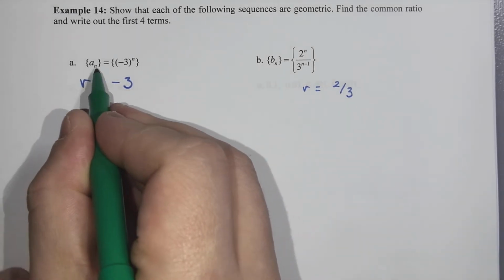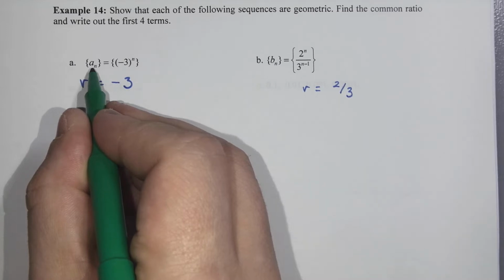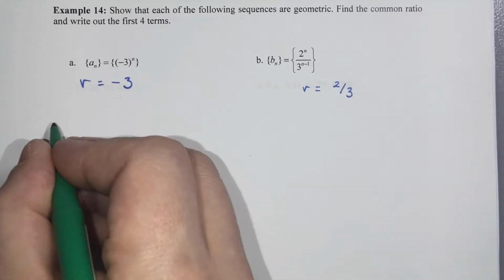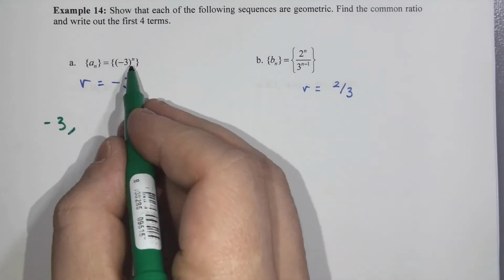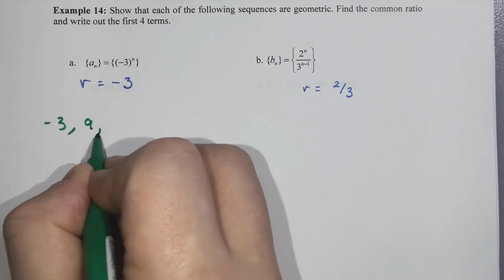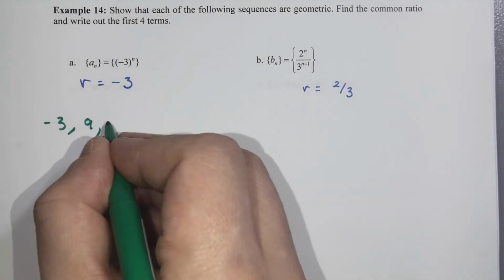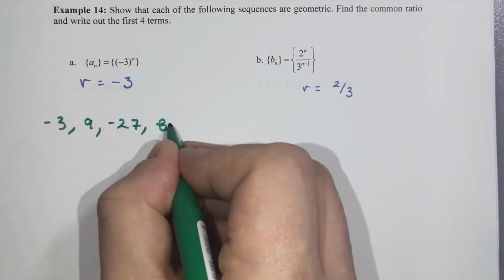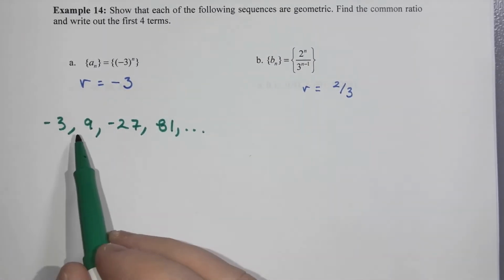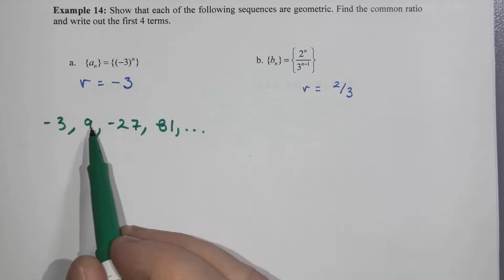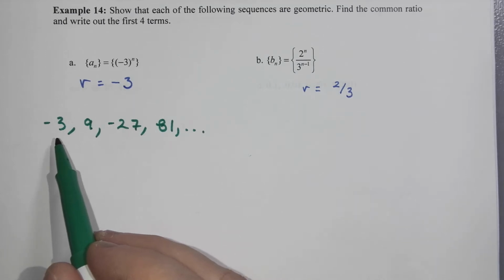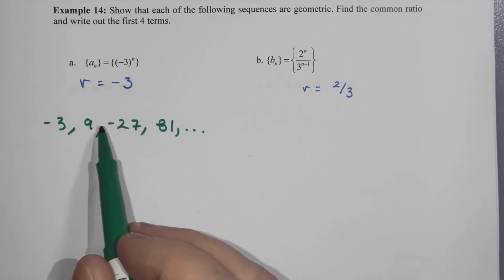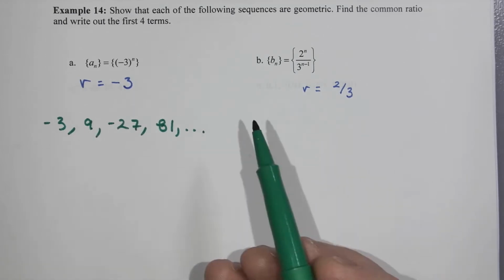So the first term: replace n with 1. Negative 3 to the 1 is negative 3. To the 2, 9. Negative 3 cubed is negative 27. And negative 3 to the fourth is positive 81. So we can see that the common ratio is indeed 9 divided by negative 3, which is negative 3, or negative 27 divided by 9, which is negative 3, etc.